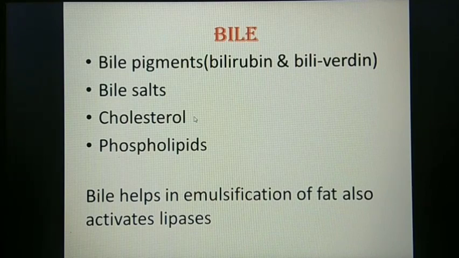Bile does not contain any enzyme, but it is extremely important in the process of digestion, as it helps in the emulsification of fat, that is, breaking large fat or oil droplets into small droplets. Why is this broken down? When it is broken down, it increases the surface area available for the action of lipases. Lipase is the enzyme which breaks down fat. Bile helps in breaking the fat into small droplets so that lipases can easily act on these small fat droplets.